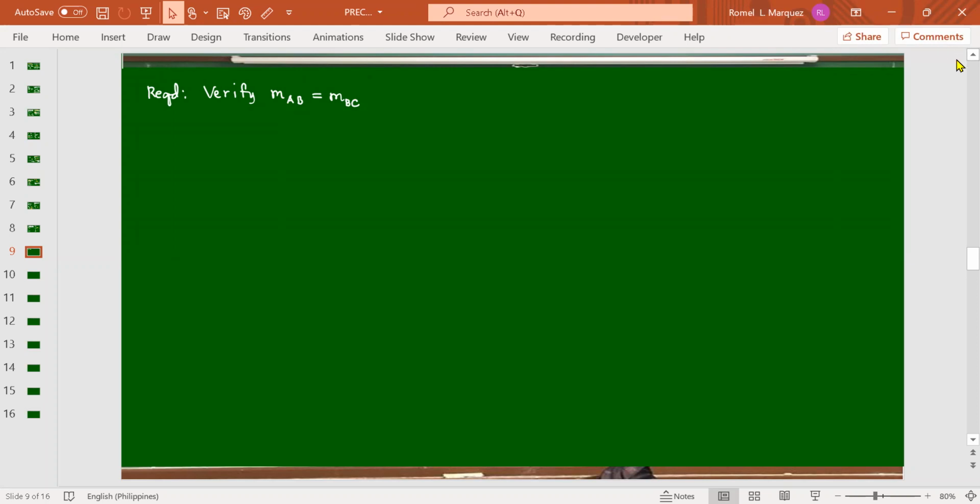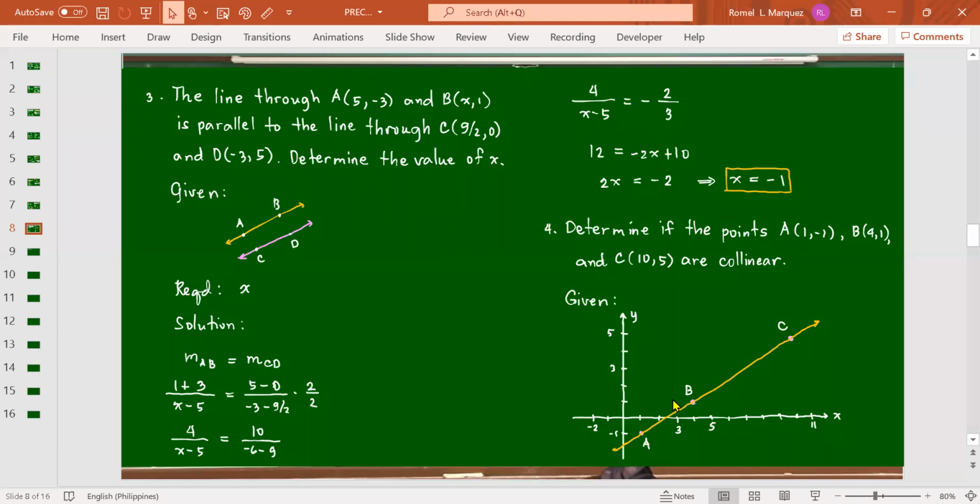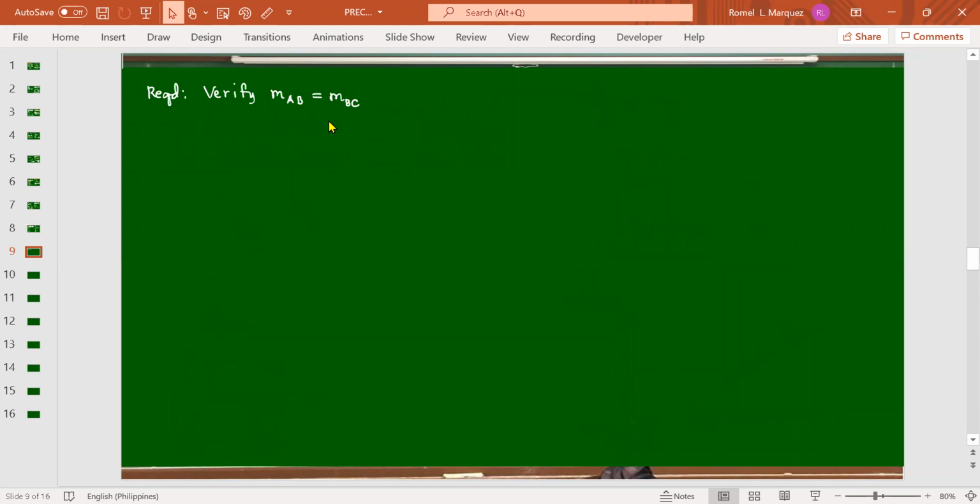Because in a straight line, the slope must be constant. Anywhere you go, from one point to another point, then another point to another point, you must have the same rise over run. Is that clear, children? If this is not true, the points are not lying on the straight line, meaning not collinear. Get it, guys?